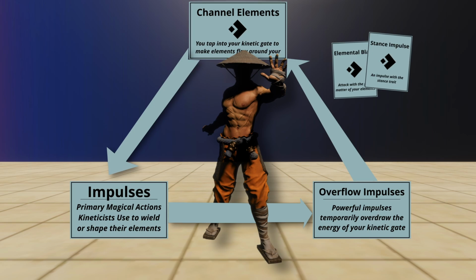So you can see this loop here going around in a circle, activating your kinetic aura, then using a strong overflow impulse that sucks the life out of it, and then channeling elements again to reactivate it. So you could go around and around here. But let's look at all the possibilities here to see what really is going on.